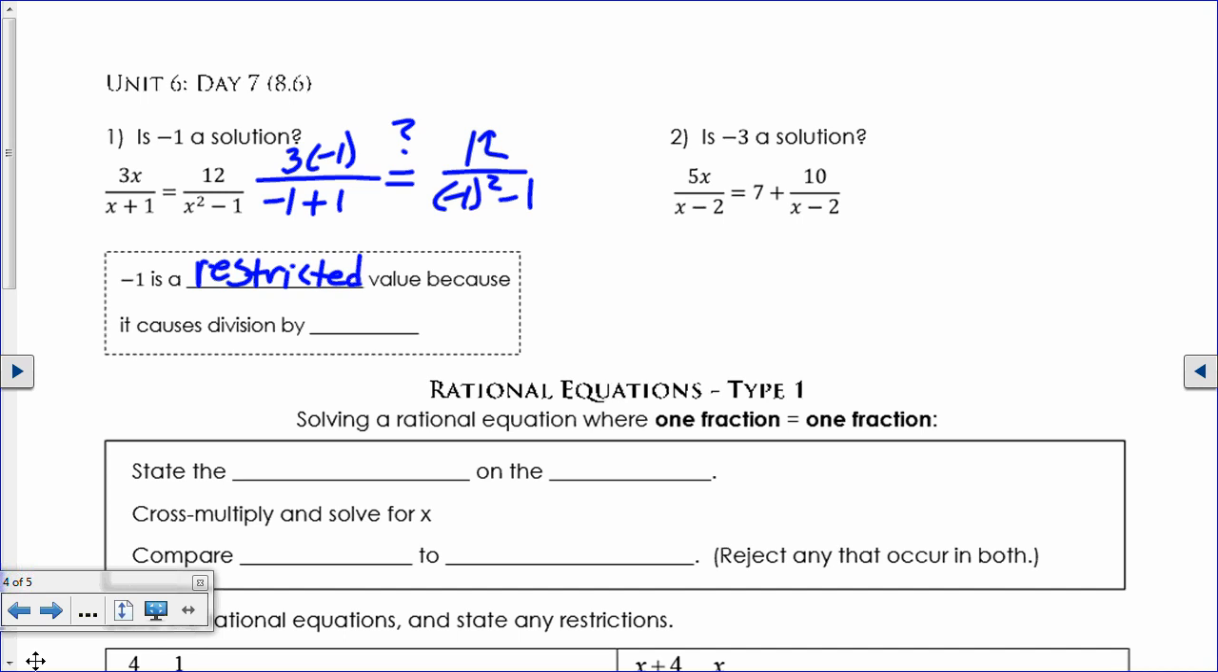Do you guys remember how to find restrictions, by the way? You look at the denominator and you set equal to 0. So if you had done that here, if you had looked at x plus 1 and said equal to 0, you would have known that -1 wasn't going to work anyway because it was a restriction. So that's why we have restricted values, because they cause a situation where you're dividing by 0, which can't happen.